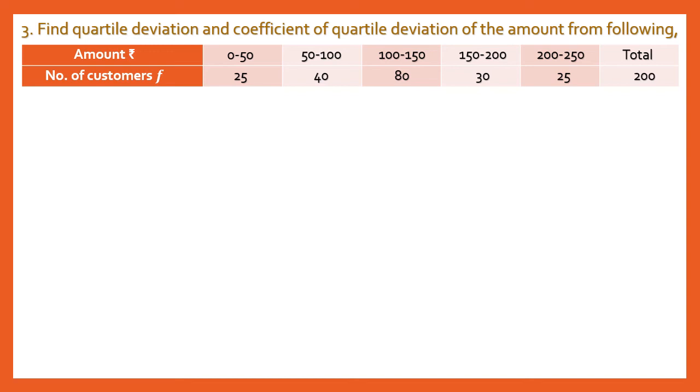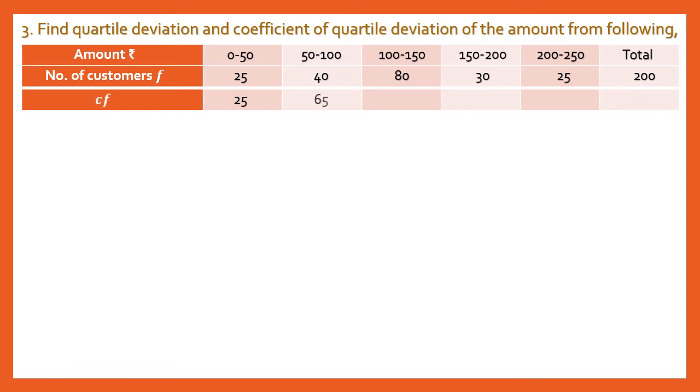What we need to do is start with the cumulative frequency row as usual. First frequency 25, add 40, 65, add 80, 145, add 30, 175, and add 25, that would be 200. Now because this is a continuous distribution, I can't directly calculate the quartile here. First I need to identify the quartile class, and then using the lower limit of the class, the frequency, the previous cumulative frequency and the class length, I need to calculate that quartile value.